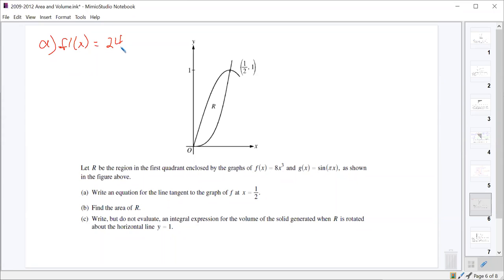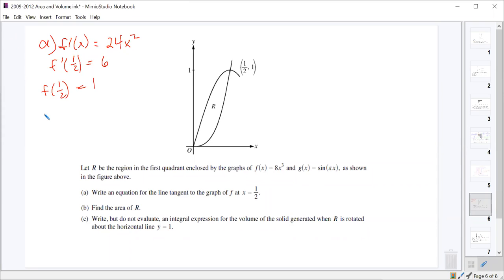24x squared. And we need to evaluate that at 1/2, which gives us what? 1/2 squared is a fourth, right? And the fourth of 24 should be 6. And in order to write an equation of the line, not just slope, we also need a point. Exactly. So our point should be f of 1/2. What's f of 1/2? Should be 1, right? 1/2 cubed is 1/8, times 8 is 1.